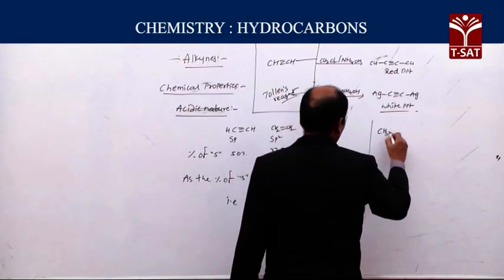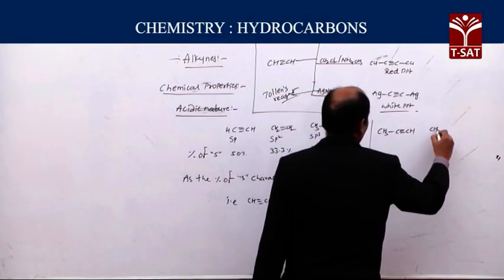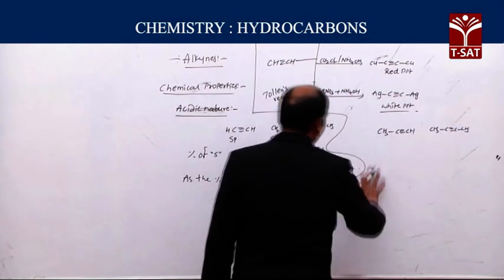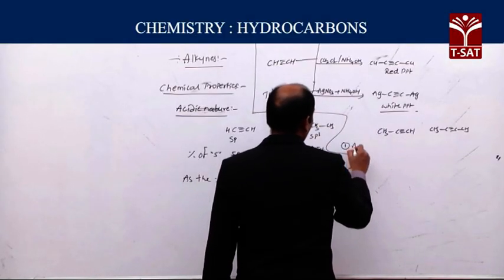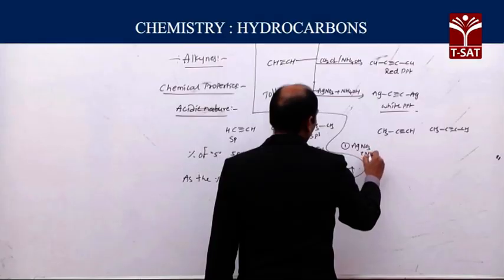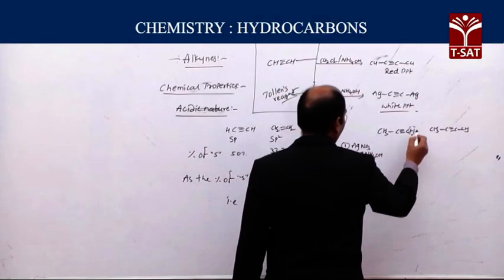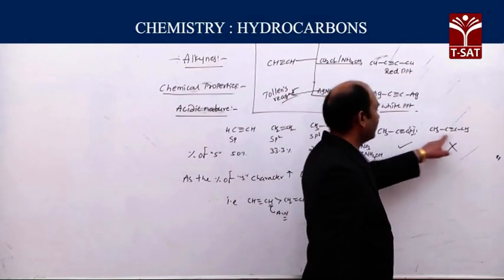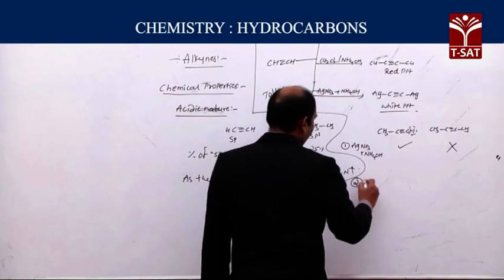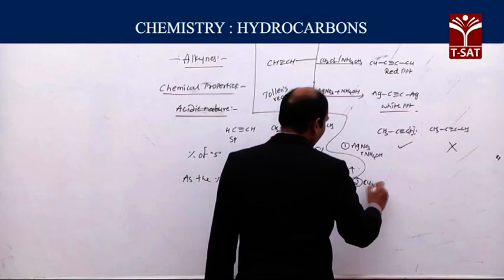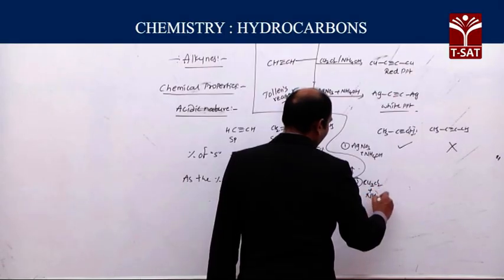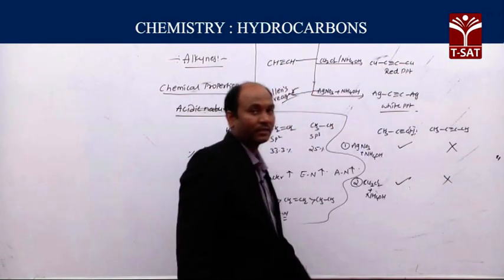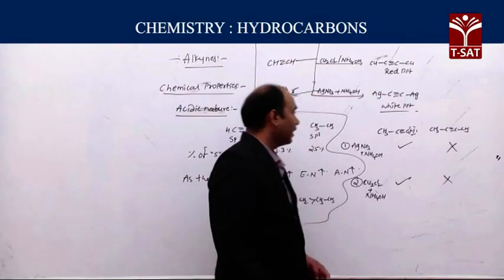Suppose we have CH3 C triple bond CH and CH3 C triple bond CCH3. How can we differentiate? We can differentiate by using these reagents. First, AgNO3 plus NH4OH: here acidic hydrogen is present, therefore it gives a white precipitate, whereas the other does not, due to the absence of acidic hydrogens. Similarly, Cu2Cl2 plus NH4OH gives a red precipitate for the first, but not the second, because here acidic hydrogen is present and there it is absent.